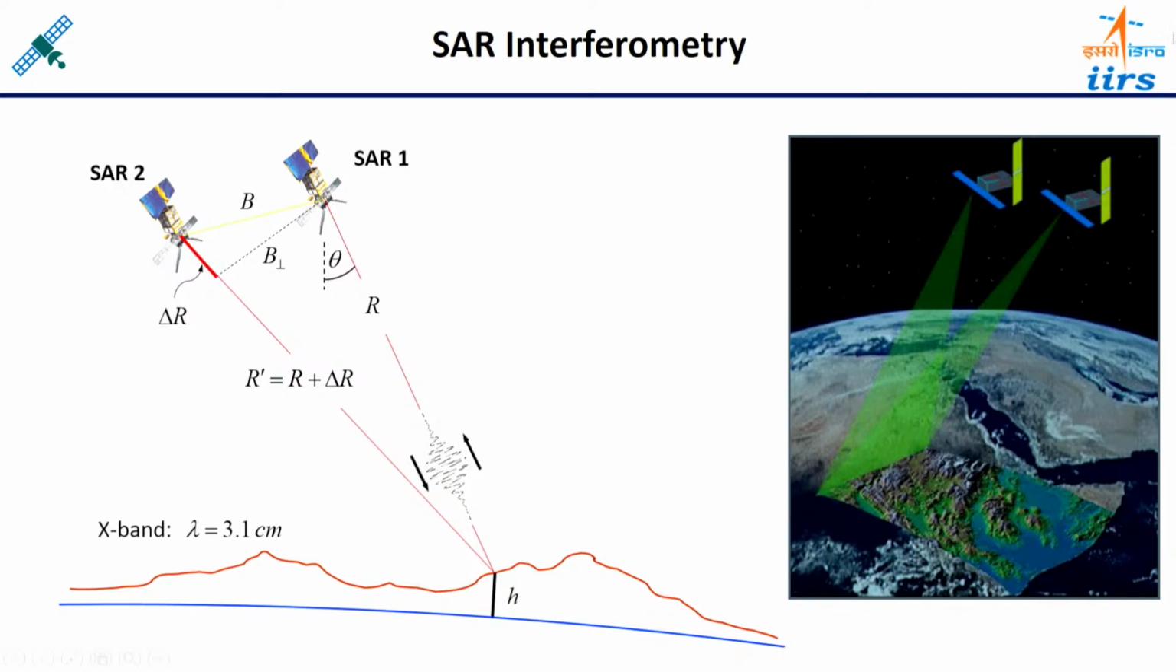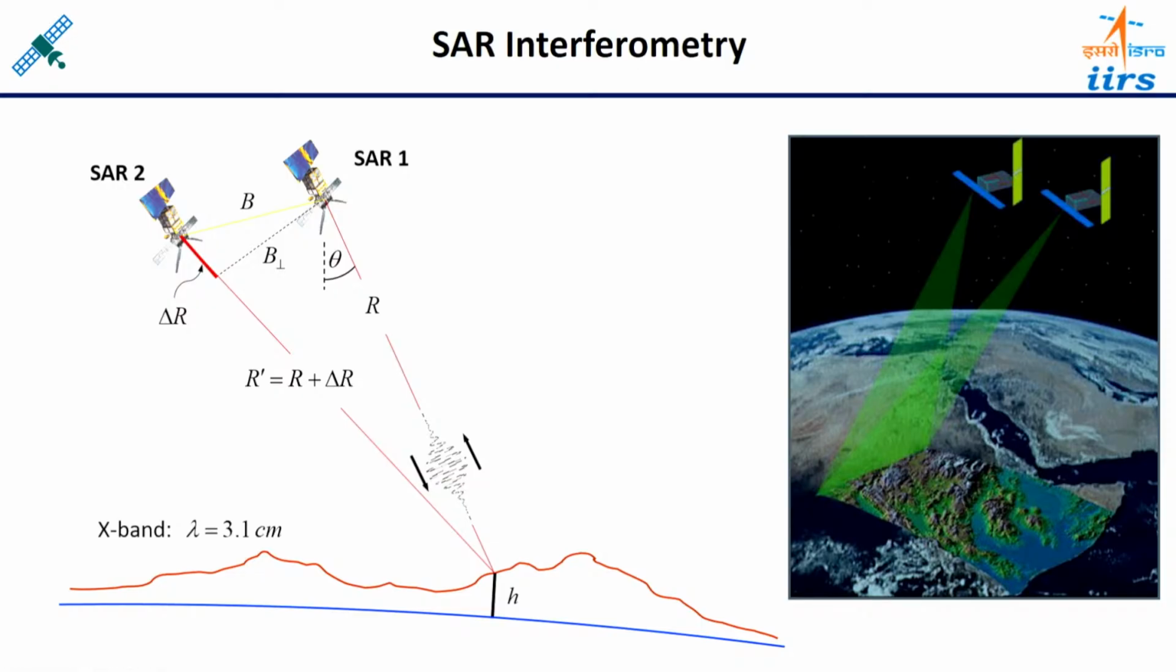Here you can see the live examples, like two satellites are acquiring the same images, and if you are combining both of them or superimposing both the signals, then the actual topography you can generate, or you can say the DEM can be generated by these two SAR images. So this is the basic principle of SAR interferometry.